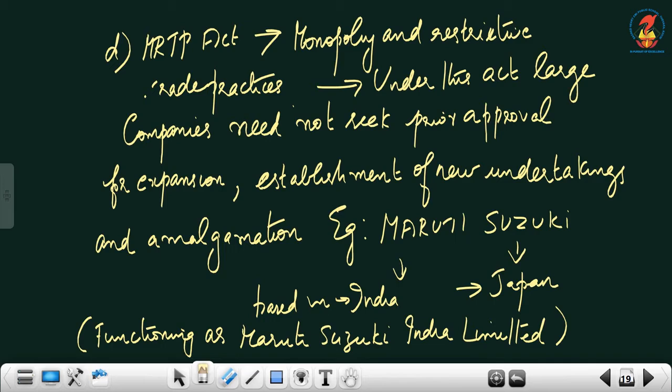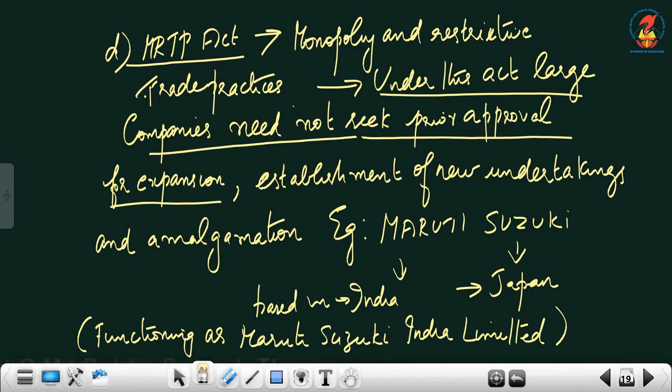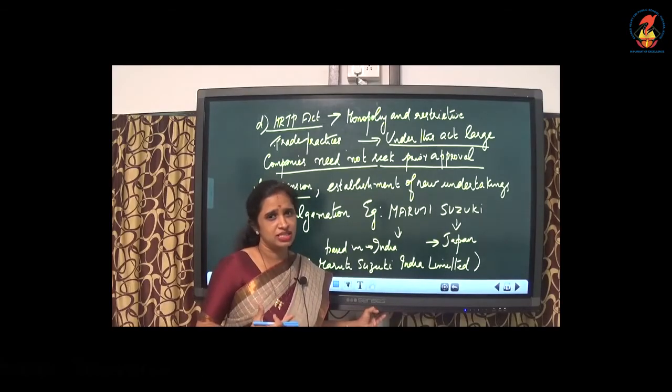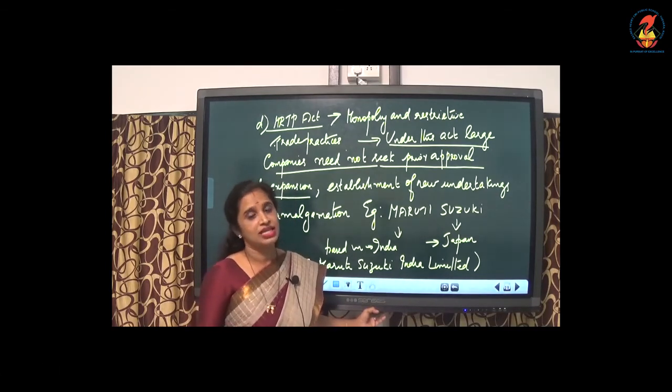Next one is Mrtp Act under the industrial sector of liberalization measure. What is Mrtp Act? Monopoly and restrictive trade practices. What is under this act? Under this act, large companies need not seek any prior approval for expansion. Large scale industries, large companies, it is just equal to the licensing point that we learned in this particular area. License is not required for the expansion of big industries.